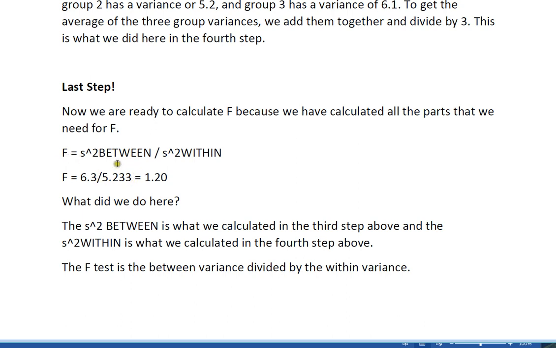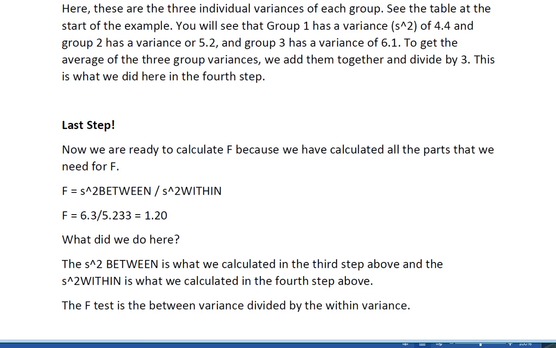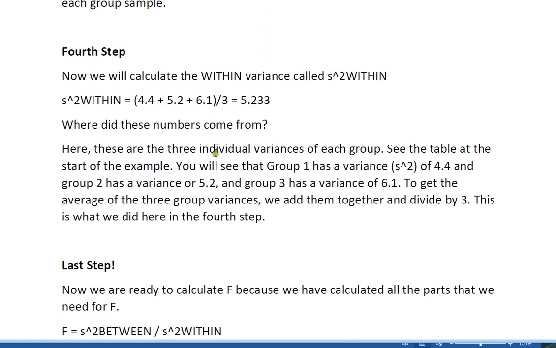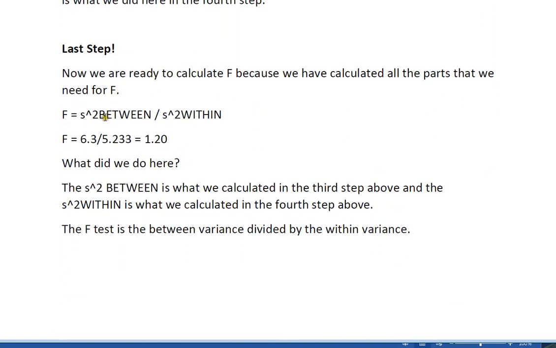To get the bottom number, or the variance within, we have to make our fourth and last calculation, which is we take the average of the 3 sample variances from our table. We add all 3 sample variances up and divide by 3. And that's how we get that last value, the variance within. So by dividing the variance between by the variance within, we get our f-test result, which is 1.20.